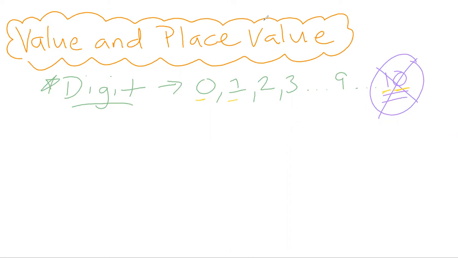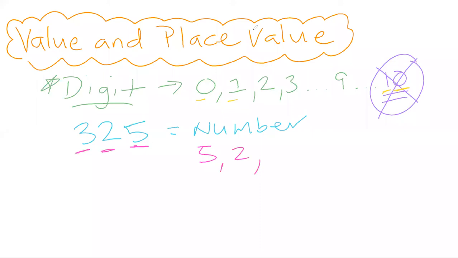So a quick example of that might be, let's take 325. This is a number, right? But the number is made up of 3 different digits. There's the digit 5, there's the digit 2, and there's the digit 3. So that's really what we think about as we look at digits, and these really help us think about value and place value.